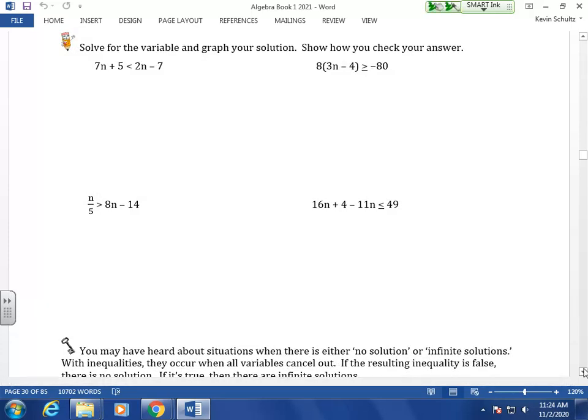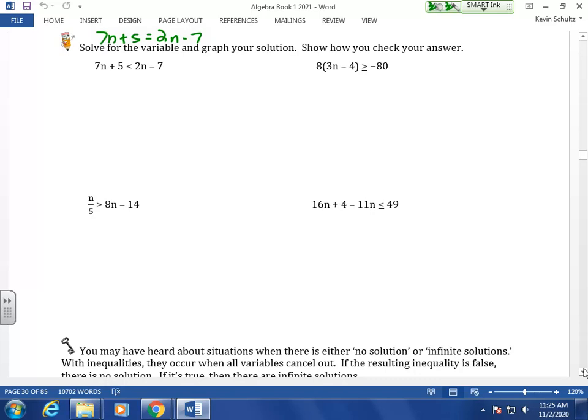Yeah. First one. 7n plus 5 is less than 2n minus 7. So if we think about this as 7n plus 5 equals 2n minus 7, we recognize that it's variables on both sides, and we'd start this the same way that we'd start that. What would you be inclined to do here? To get the variable by itself? Yes? Yeah, move one of these variable terms to the other side.